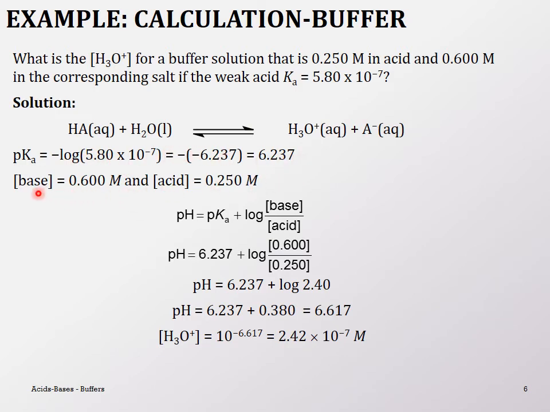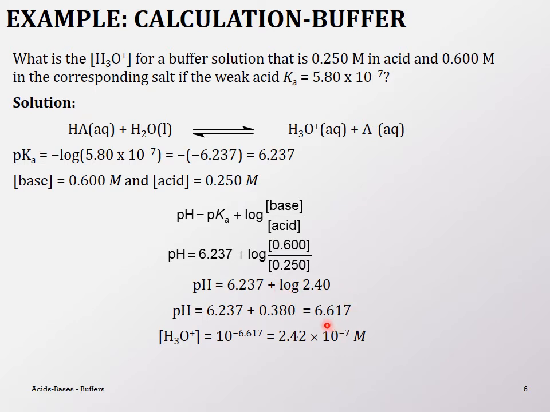And then you have the base concentration given to you, 0.60 molar, which is the salt, and the acid is 0.25. So you have all the things that you need in this equation, and so pH will be then pKa, which is 6.237, plus the log of base over acid. Okay, so 0.6 divided by 0.250, which gives us 2.4. And so then pH is equal to 6.237 plus 0.380, the log of 2.4. That's what it was.